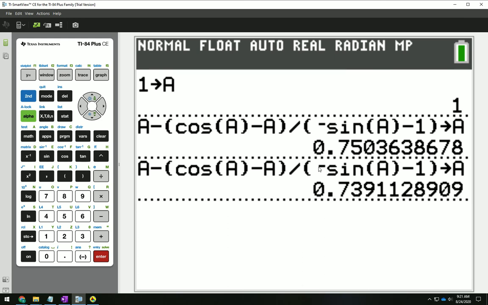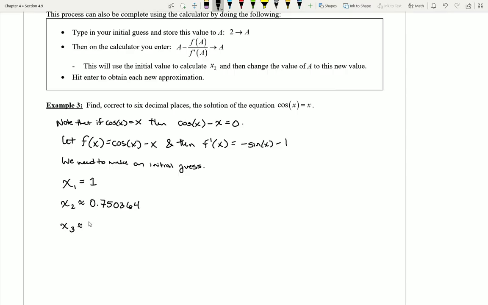So notice when I hit enter for the next time, it's going to run through this calculation, assuming that the value of a is 0.7503638678. It's going to think it's that value. And then it's going to create this new value, and it's going to immediately save that as the new value of a. So I'm going to go ahead and write this value down. This is 0.739133.